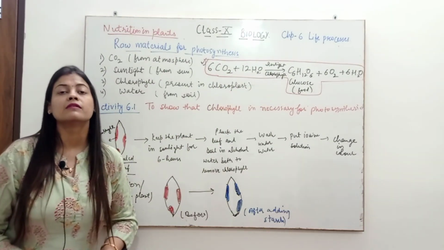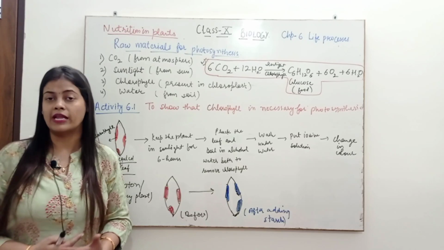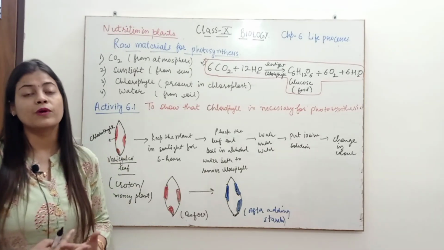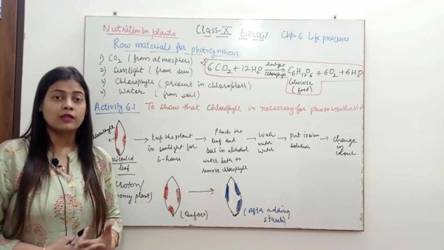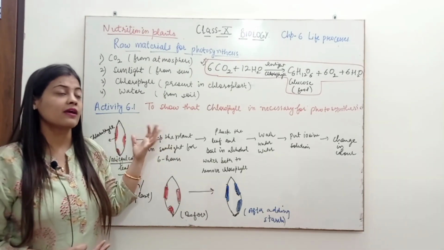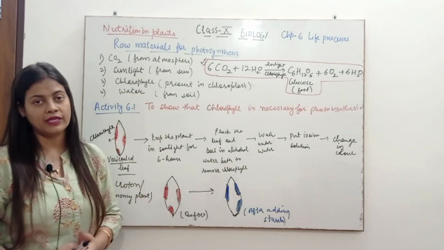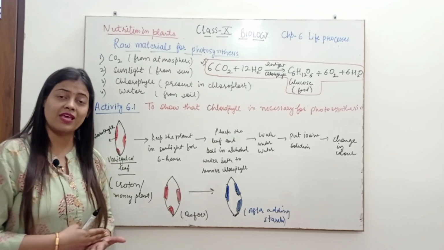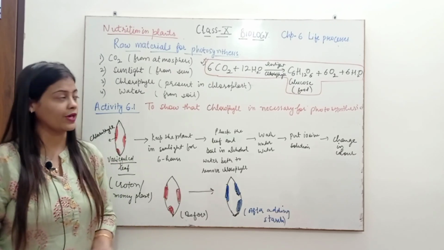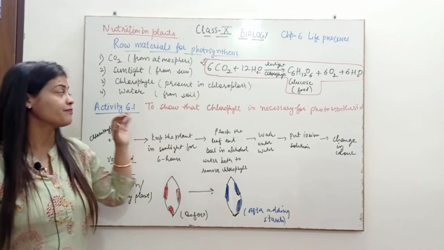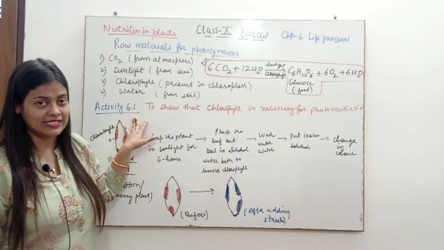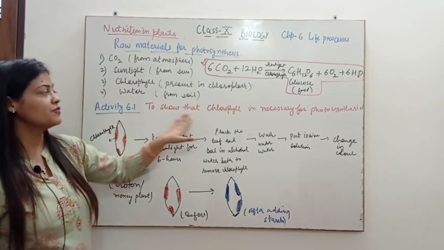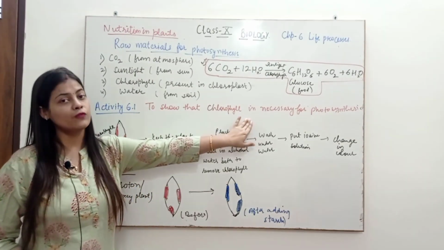Whenever we discuss anything related to photosynthesis, the first thing is that we will perform activities to show what the requirements are, or how you can prove that these are the raw materials for photosynthesis, because science is totally based upon proof. For everything we have to give proof. For that we will conduct these activities. This is activity 6.1 in your NCERT book, and all the activities given in the NCERT book are very important. In this we will show that chlorophyll is necessary for photosynthesis.